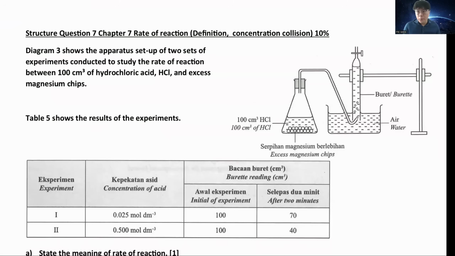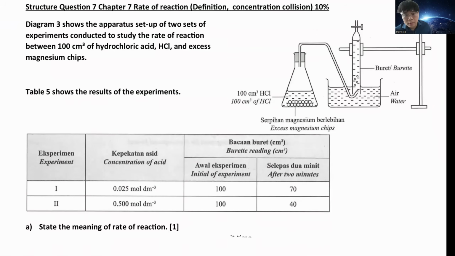Question 7 is related to chapter 7, which is around 10 marks. The chemicals confirmed are magnesium and hydrochloric acid. Okay? So I give you two sample questions. First, you can see it's 100 cm3, then magnesium chips are added inside. They use different concentrations of the acid. After that, this is the beginning of the reading. This is the final reading after 2 minutes.